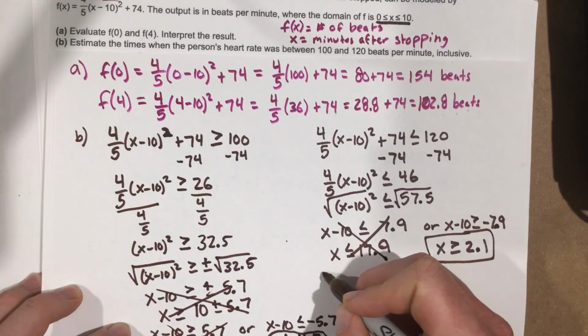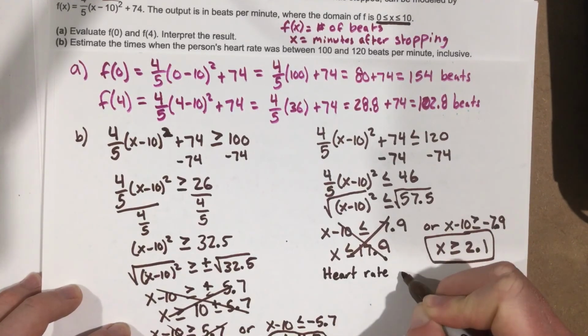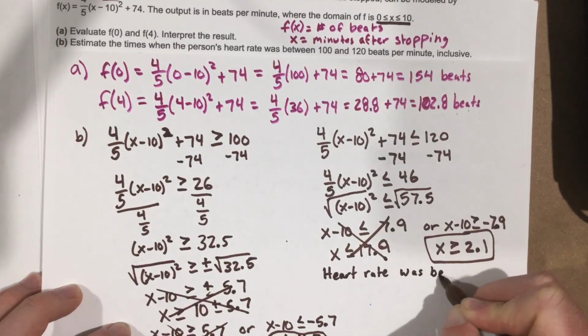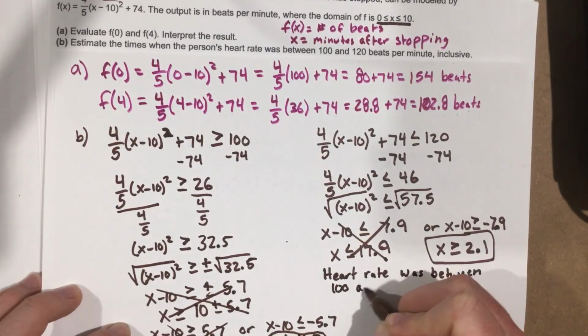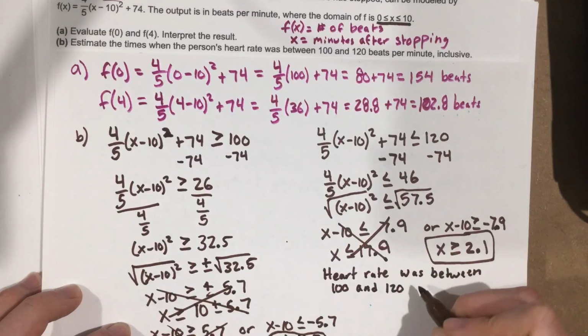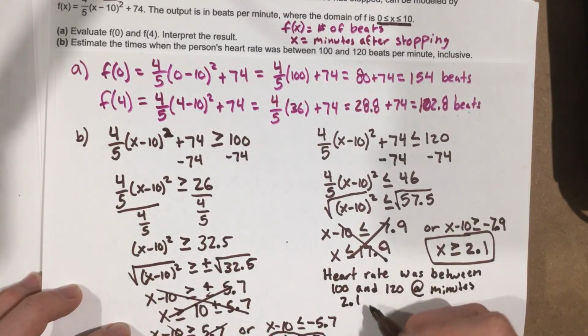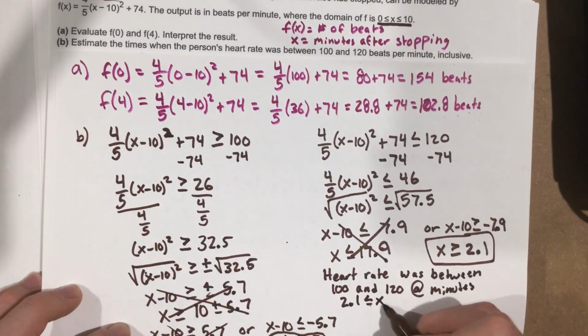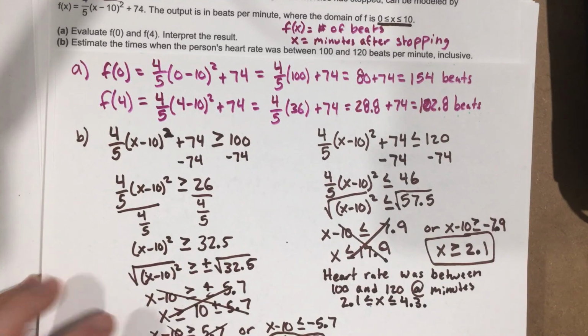So let's write that. Heart rate was between 100 and 120 at minutes 2.1 less than or equal to x less than or equal to 4.3. So between 2.1 and 4.3 minutes. Hope that makes sense.